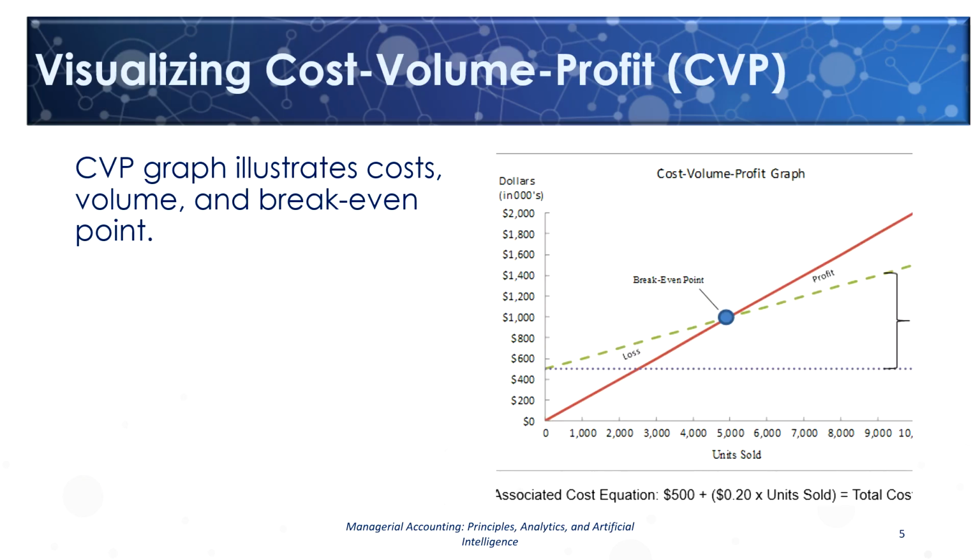Now let's take a moment to visualize the cost volume profit graph illustrated in your textbook. Notice the break-even point is at the intersection of the total sales line in red and the total cost line, the dashed line, in green. The difference above the break-even point between the lines is profit, and the difference between the lines below the break-even point is loss.